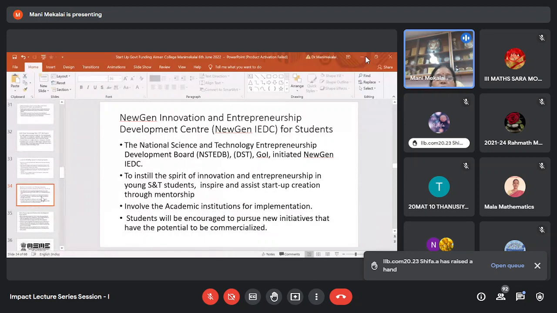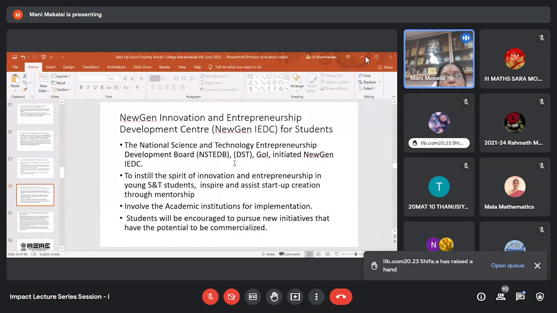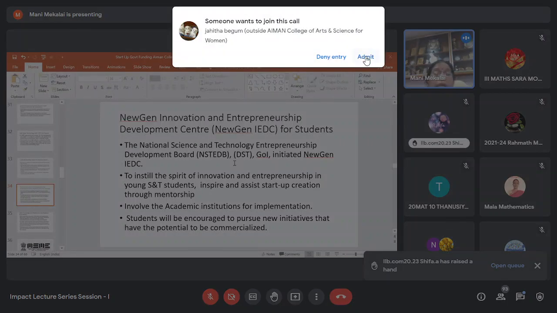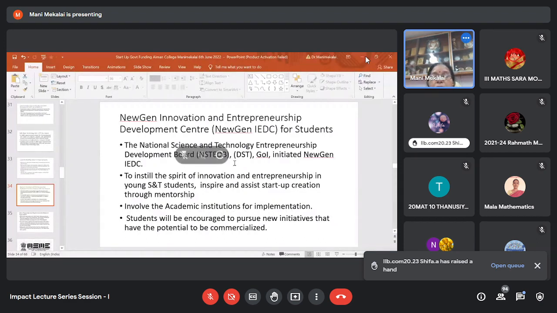Another scheme is the New Generation Entrepreneurship Development Center for students. Particularly for students, like you who are attending this, new generation means you will be the first generation. Nobody else should have been an entrepreneur in your home. So that is what New Generation Innovation Entrepreneurship is. In Tamil Nadu also you have a separate program called NEEDS, New Enterprise and New Entrepreneur Development Scheme. This is implemented by the National Science and Technology Entrepreneurship Development Board, Department of Science and Technology, Government of India.